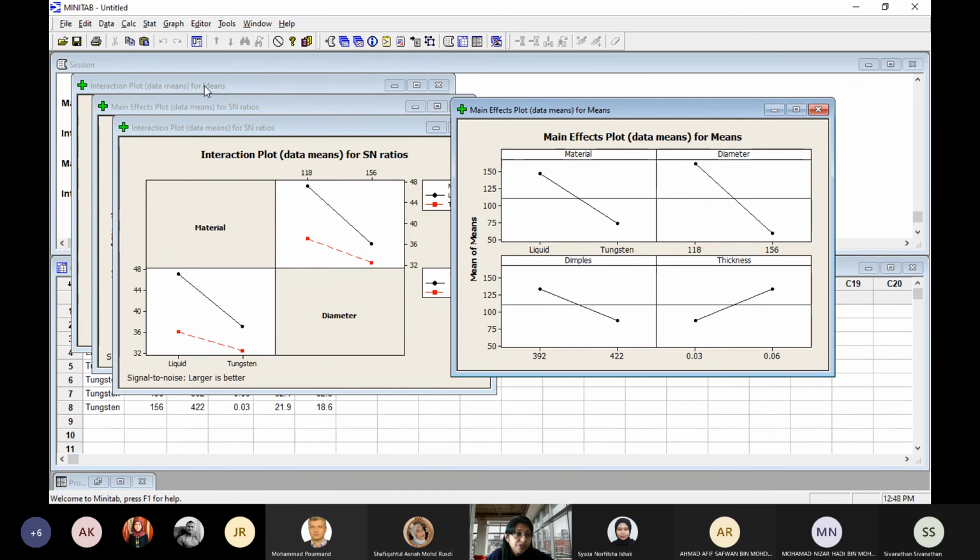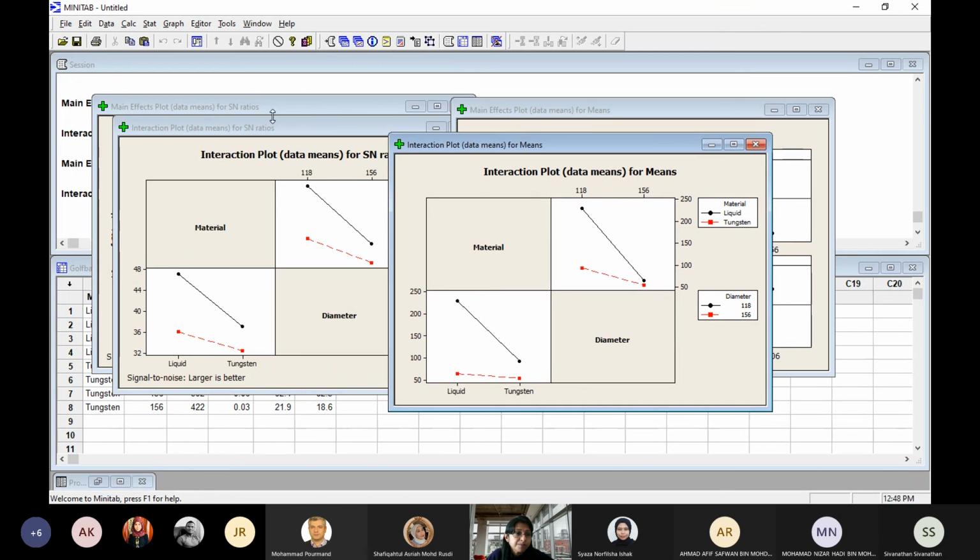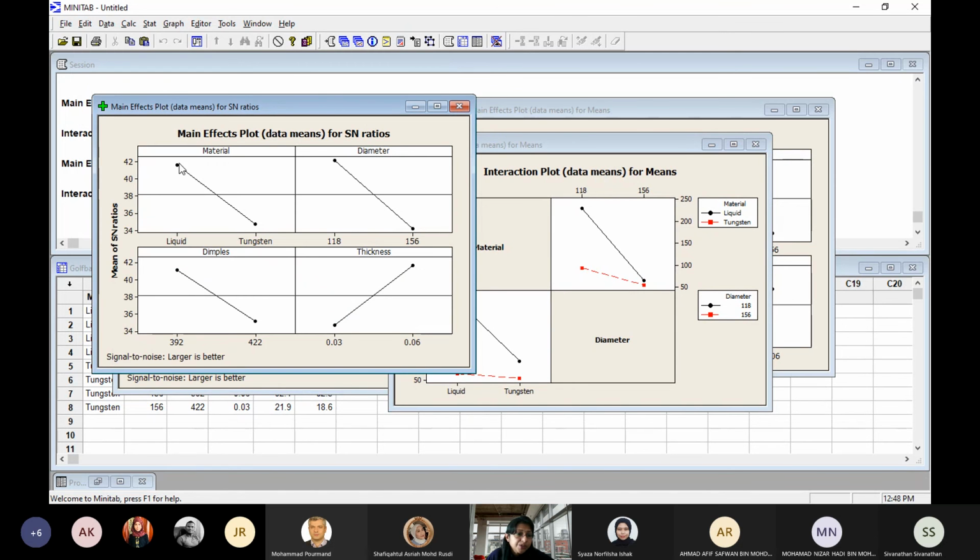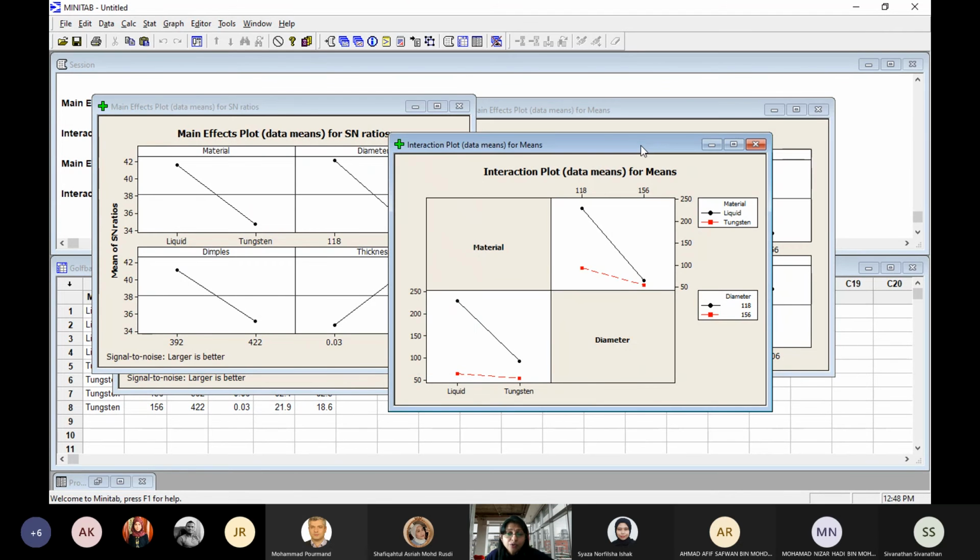Let's look at the SN ratio. So this is the interaction plot. This is the main effects plot. Okay, so same A1, B1, C1, and D2. And in terms of interaction, how do the liquid and the material interact? You can see when you're using a liquid ball or liquid material, the SNR is higher for liquid versus tungsten, right, am I right? Or diameter. This is for diameter and this is for the material.